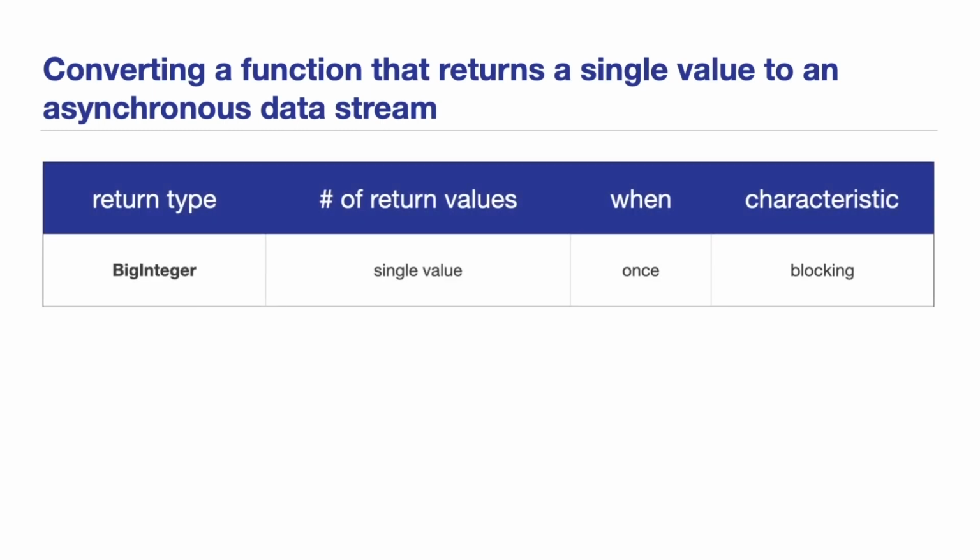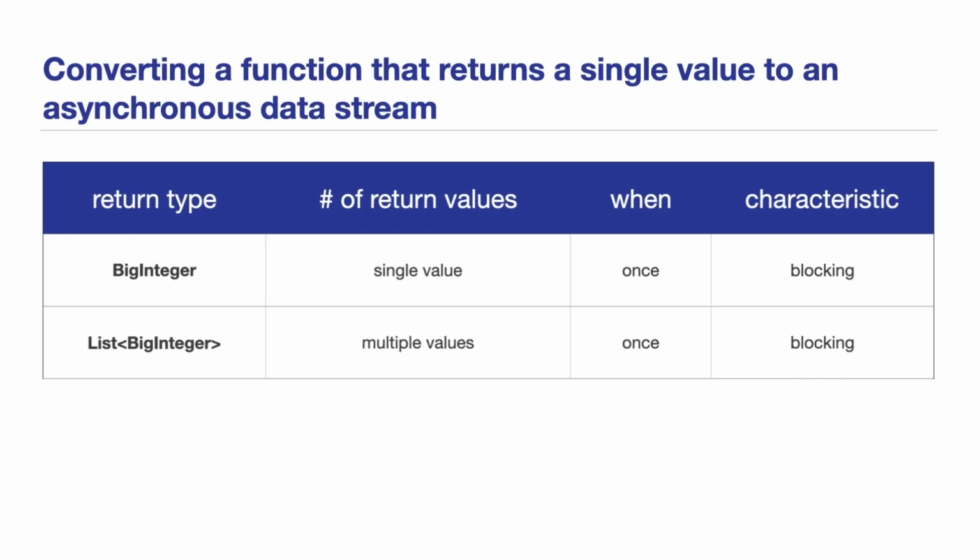In the beginning, we simply had the calculateFactorialOf function that returned a BigInteger value. So we received a single value once. And while the calculation was running, the main thread was blocked. Then we changed the function and returned a list of BigIntegers with all the intermediate results. This way, we received multiple values, but also only once when the whole calculation was completed. Again, we blocked the main thread.